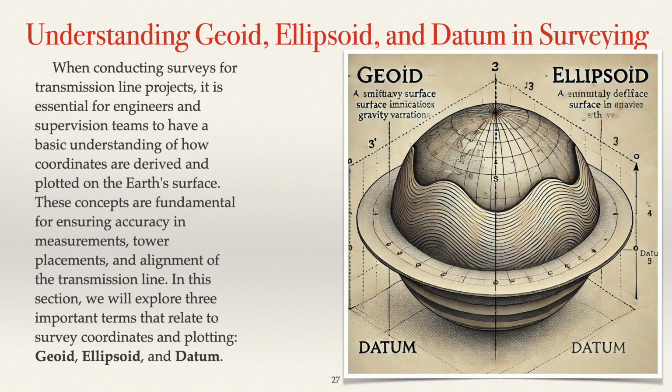In this section, we will explore three important terms that relate to survey coordinates and plotting: geoid, ellipsoid, and datum. We will cover this in detail in our next chapter, where we will dive deeper into the concepts of geoid, ellipsoid, and datum, and explore how they are applied in the survey process for transmission line projects. This will provide a clearer understanding for the engineering and supervision teams on the importance of accurate coordinates and plotting in successful project execution.